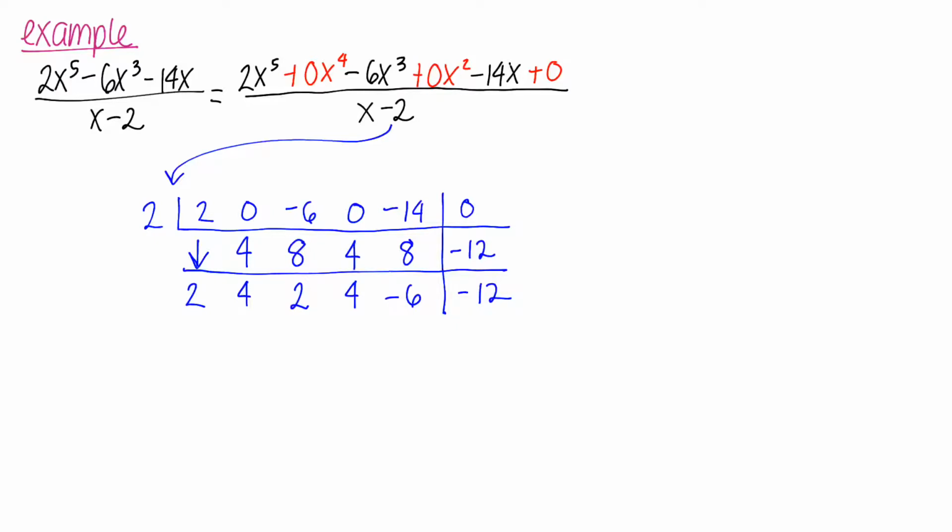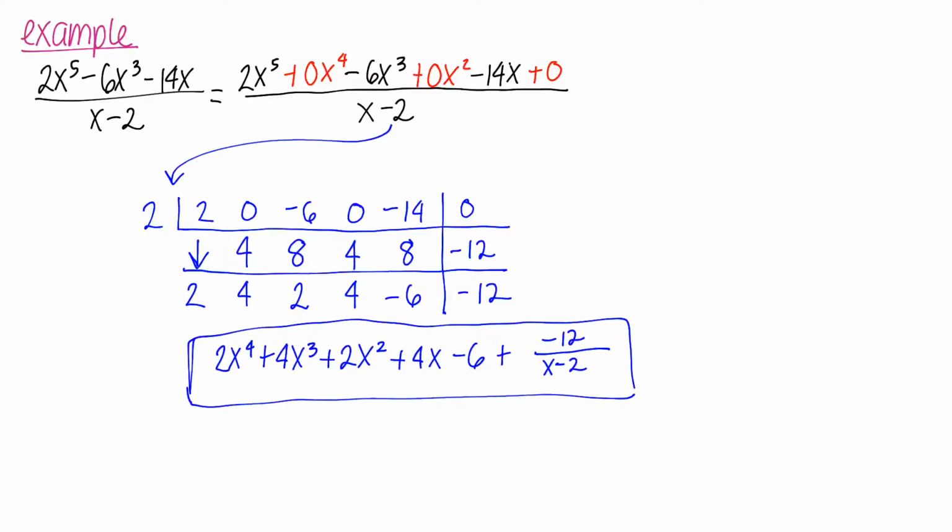Our original started with a degree 5, so we'll be starting with degree 4 and using these coefficients. So we have 2x to the 4th plus 4x cubed plus 2x squared plus 4x minus 6 plus -12 over our divisor, which is x minus 2.